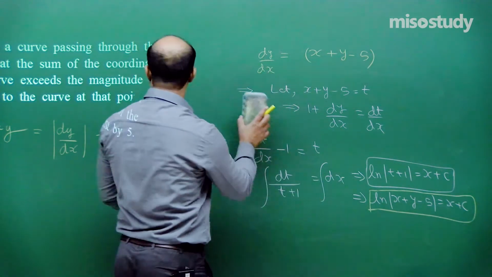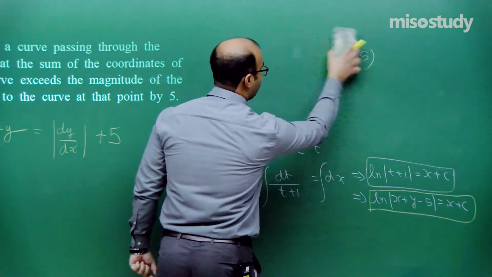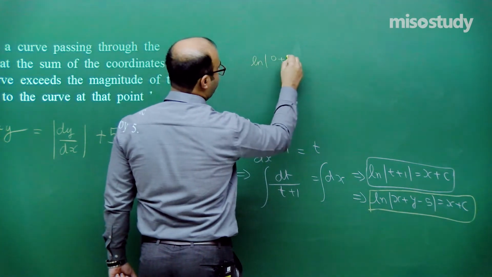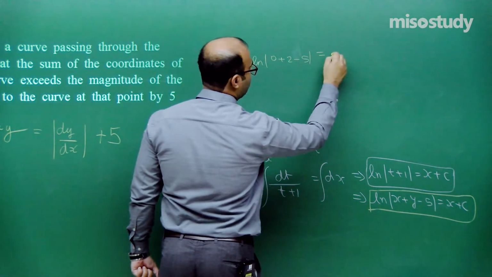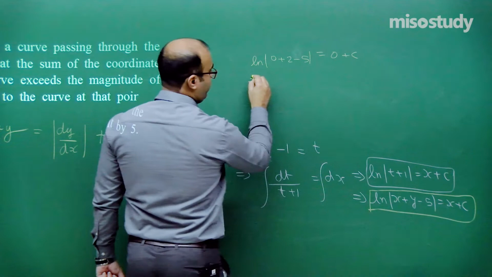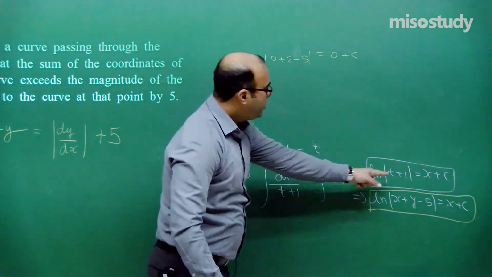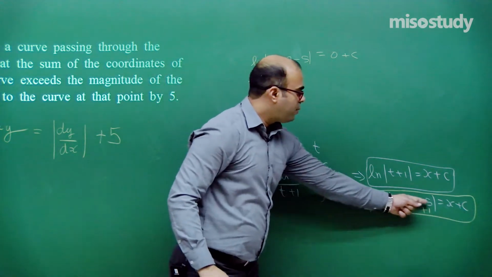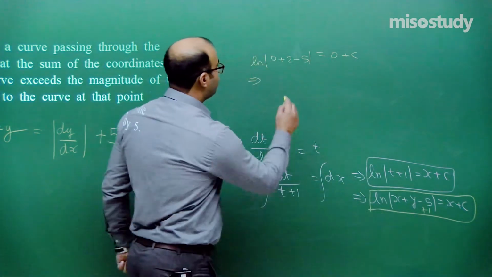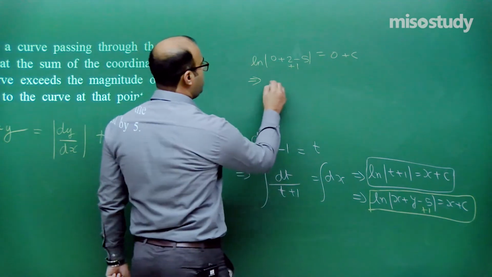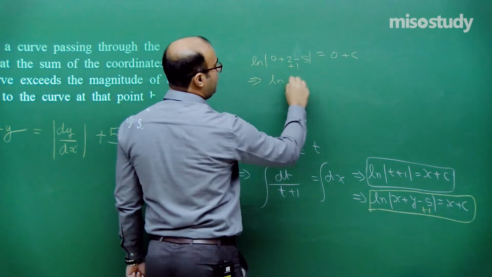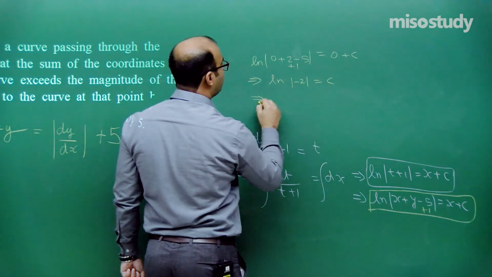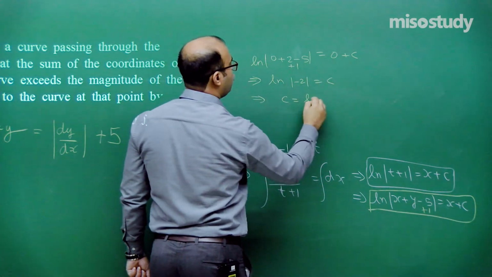Now it is passing through the point (0, 2). So if we put x is equal to 0, log of mod of (0 plus 2 minus 5) is equal to 0 plus c. So what will we get here? It is t plus 1. So there is a plus 1 also here. Sorry for that. x plus y minus 5 is t plus 1 also. So there is a plus 1 also here. So this will be log of mod of (minus 3 plus 1), that will be minus 2 mod. And of course minus 2 mod will be 2. So c is equal to log of 2.